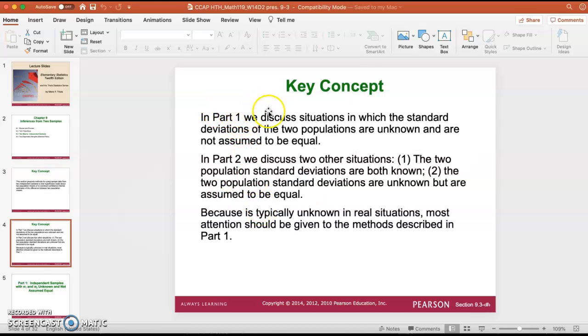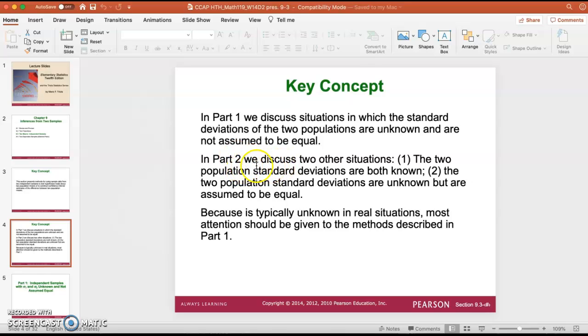So in part one, we discussed situations in which the standard deviations of the two populations are unknown and are not assumed to be equal. Now, this is the most realistic scenario of the ways you can look at two means. So this is what we'll focus on mainly, and then the stuff in part two will just be optional extensions if you want to check that out on your own.